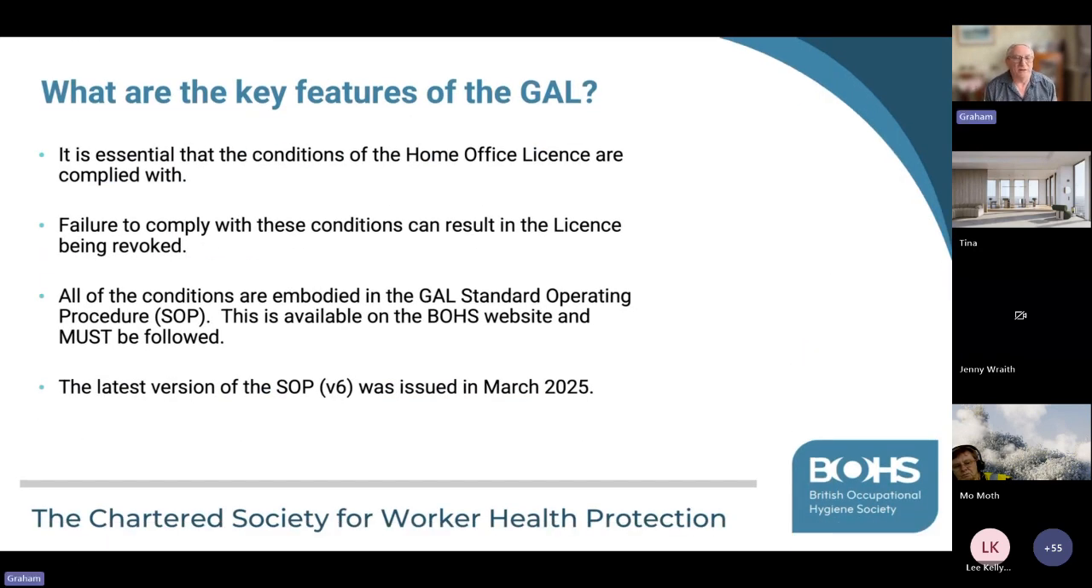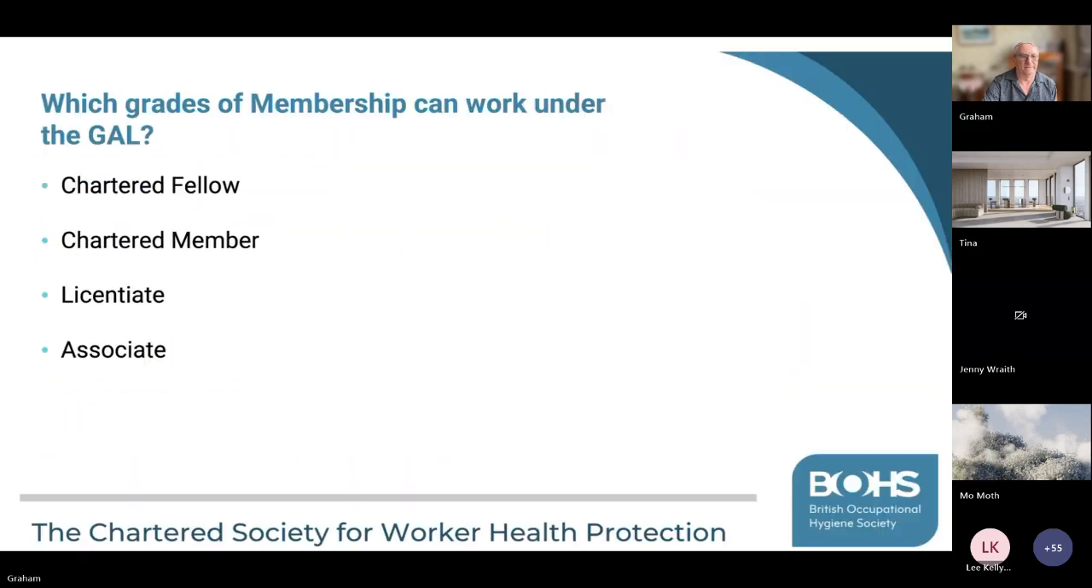To make life easier, we've taken all of the conditions within our home authority licence and embodied them into the SOP. Because failure to comply with these licences could mean that the licence is revoked, it's absolutely essential that the conditions of the SOP are followed at all times. The latest version of the SOP, version 6, dated March 2025, is available on the BOHS website.